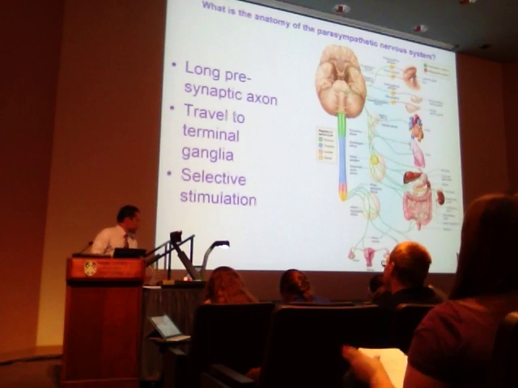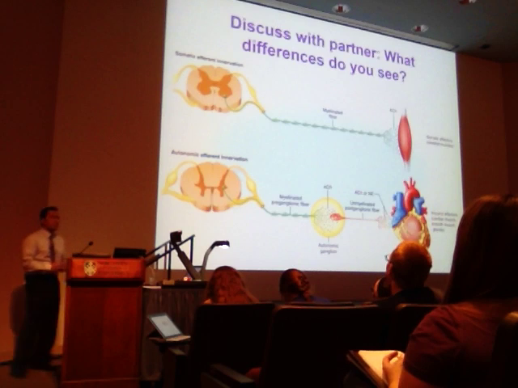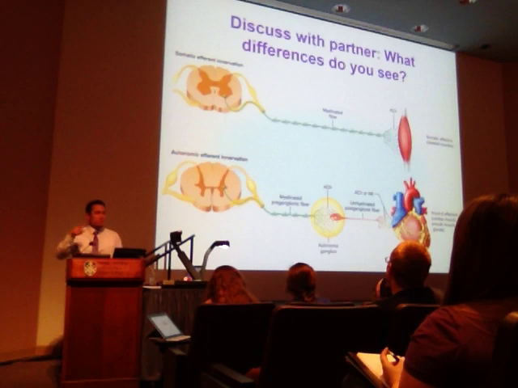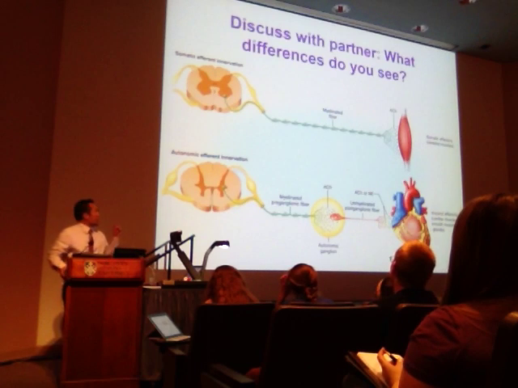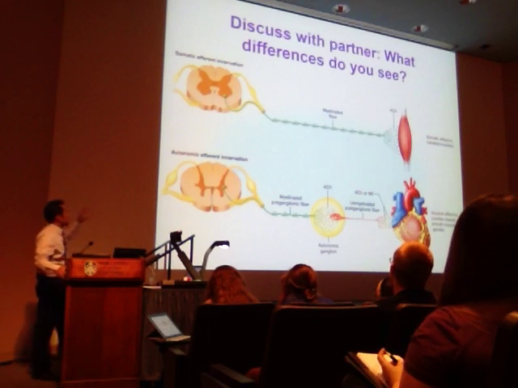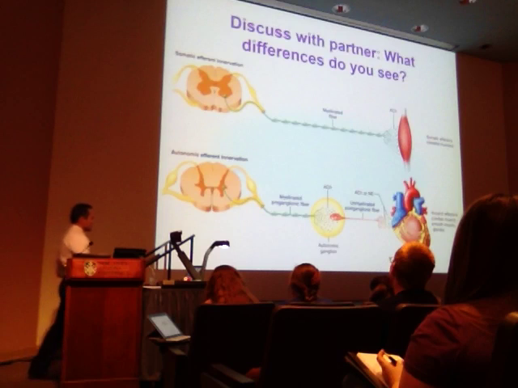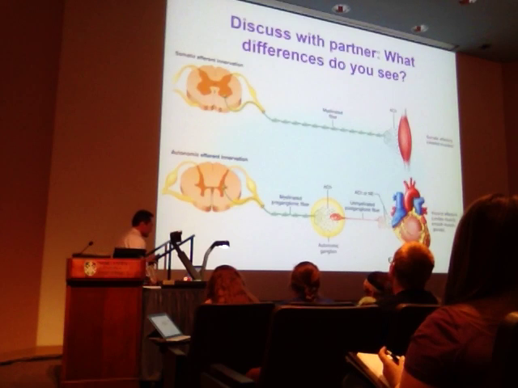Now, here's an example of some pictures that we're going to start with. I want you to start talking about the differences that you see between the top pathway, which we call a somatic efferent innervation, and the bottom pathway, which is an autonomic efferent innervation.